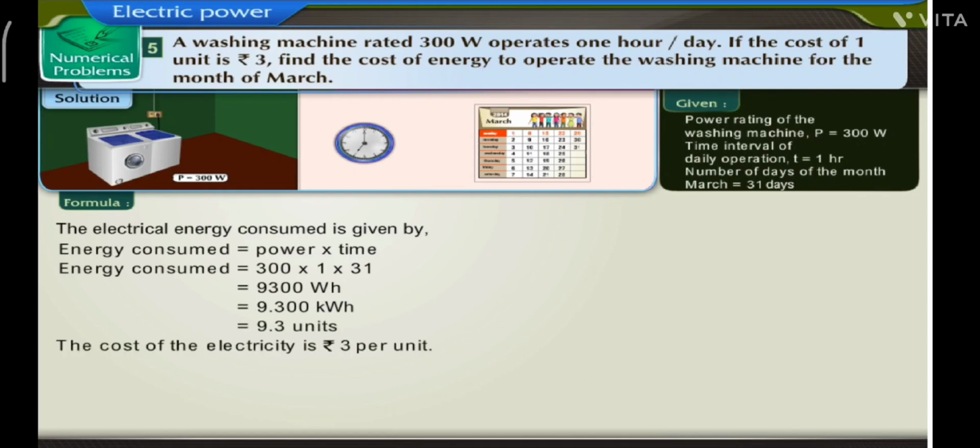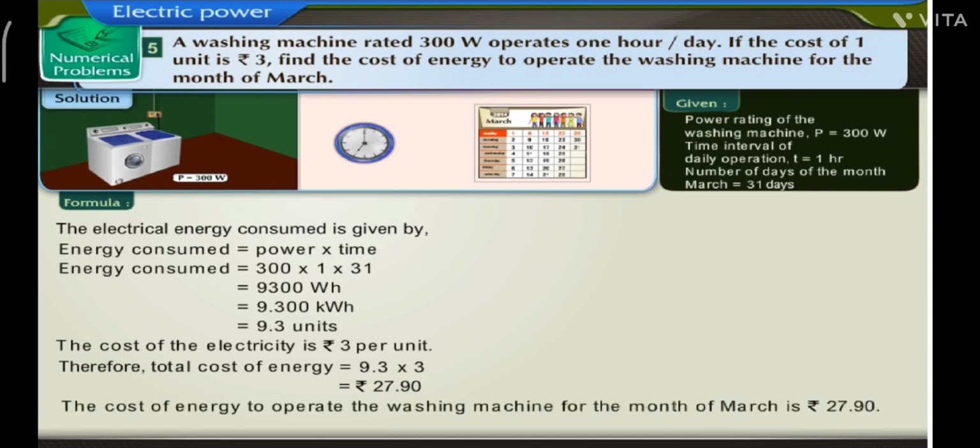The cost of electricity is 3 rupees per unit. Therefore, total cost of energy is equal to 9.3 multiplied by 3 is equal to 27.90 rupees. Therefore, the cost of energy to operate the washing machine for the month of March is 27.90 rupees.